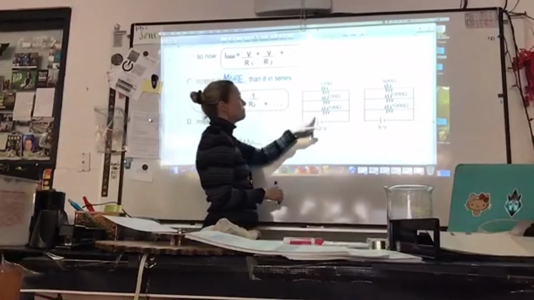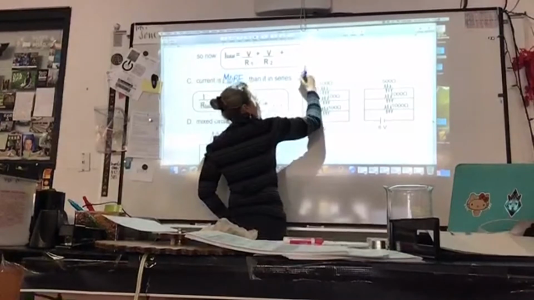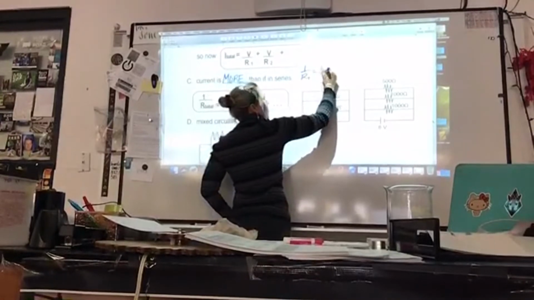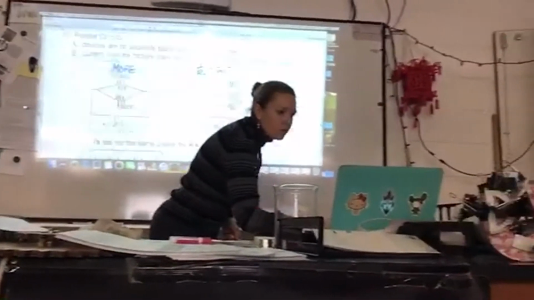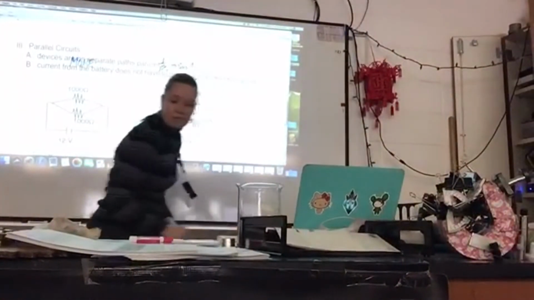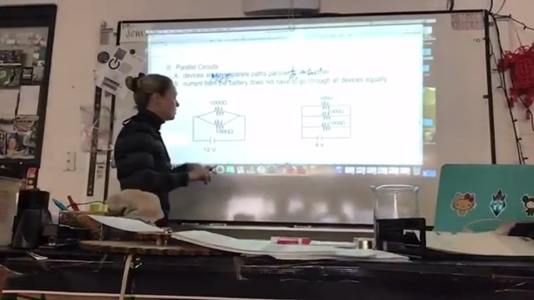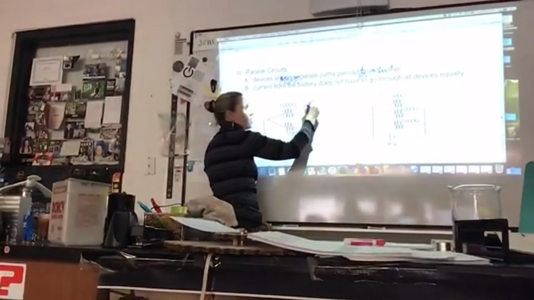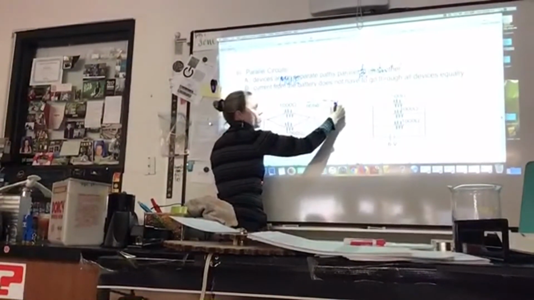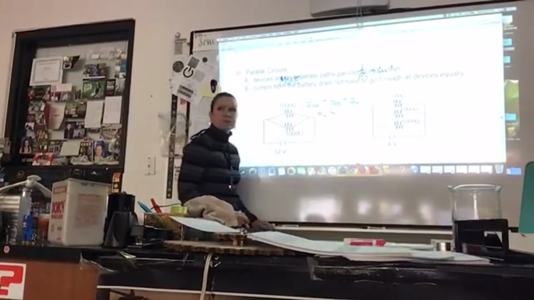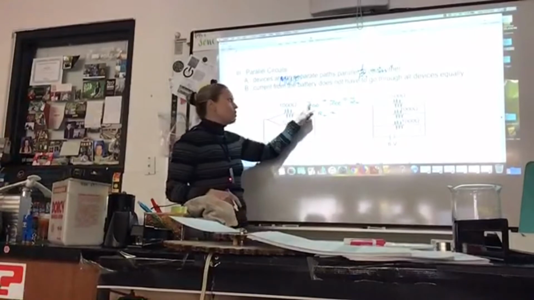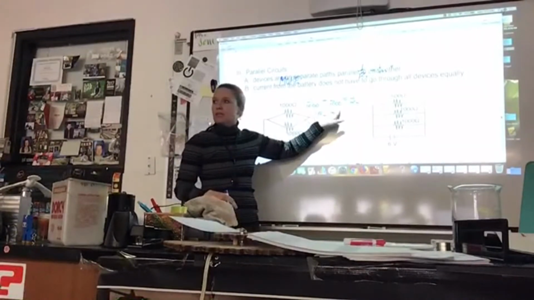Okay, so let's do this one. Hold on. Let's do the easy one first. Can you tell me what 1 over 1,000 plus 1 over 1,000 equals, 1 over R total? What's my R total going to equal? Do you know I still have people that don't know you don't add the denominators when you add fractions?